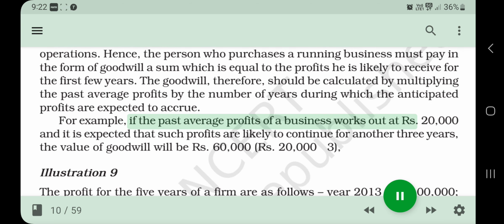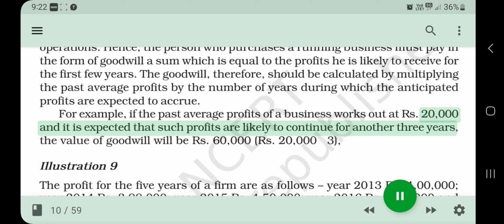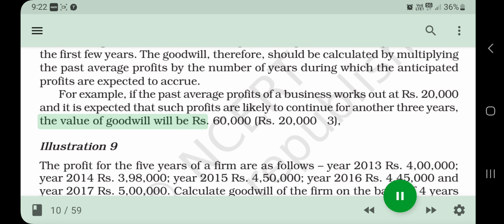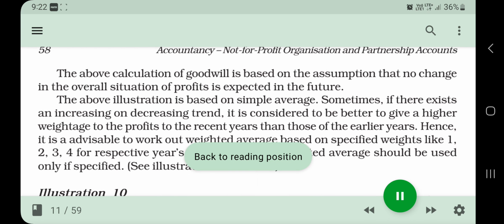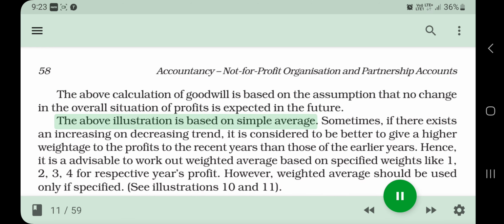For example, if the past average profits of a business works out at Rs. 20,000 and it is expected that such profits are likely to continue for another 3 years, the value of goodwill will be Rs. 60,000, Rs. 20,000 times 3. The above calculation of goodwill is based on the assumption that no change in the overall situation of profits is expected in the future. The above illustration is based on simple average.